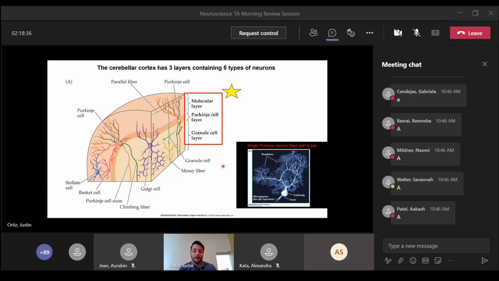Okay, so we have the cerebellar cortex. Remember, this is basically the outside portion of your cerebellum. You have 3 different layers: molecular, Purkinje, and then granular, from superficial to deep. These are the 3 different layers of the cerebellar cortex. And we'll talk about the certain cells within each layer and what they're important for.